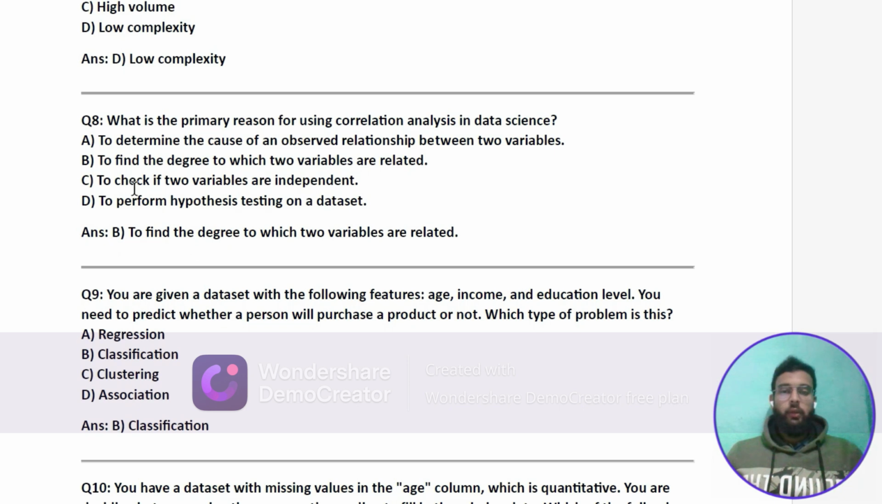Our eighth question is, what is the primary reason for using correlation analysis in data science? Option A is to determine the cause of an observed relationship between two variables, B, to find the degree to which two variables are related, C, to check if two variables are independent, and D, to perform hypothesis testing on a dataset. So the correct answer for this is option B, to find the degree to which two variables are related.